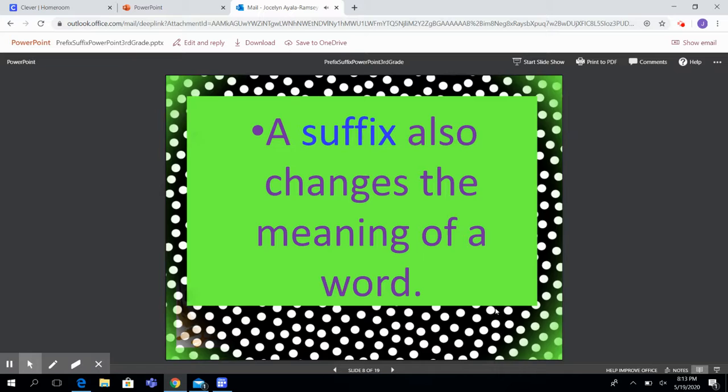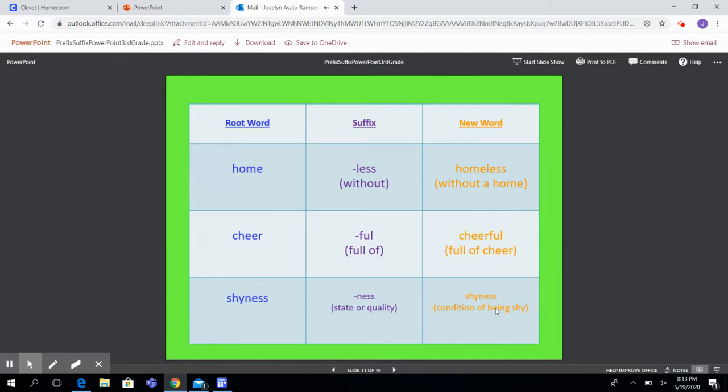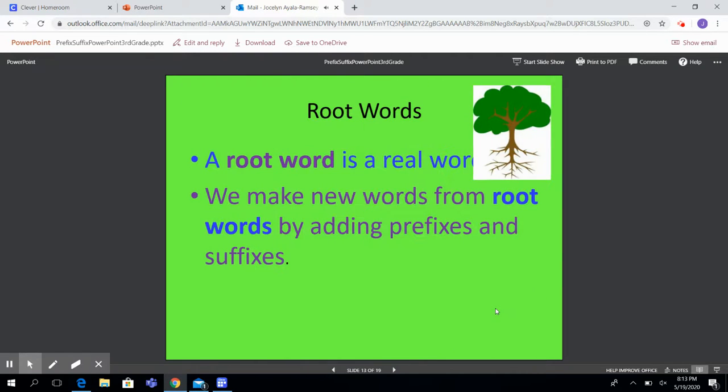Then this part of the PowerPoint goes into suffixes, and like I said, that will be next week's lesson. So I'm just going to skip over this, and if I need to make another lesson PowerPoint like I'm doing right now, I can go and do that for next week, the week of the 25th.